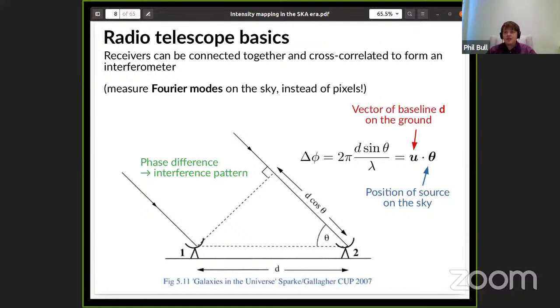And you can use this to tune what kind of angular Fourier modes on the sky your telescope is sensitive to. You can choose exactly which bit of a Fourier transform of the sky your telescope is sensitive to, just by moving the dishes around.